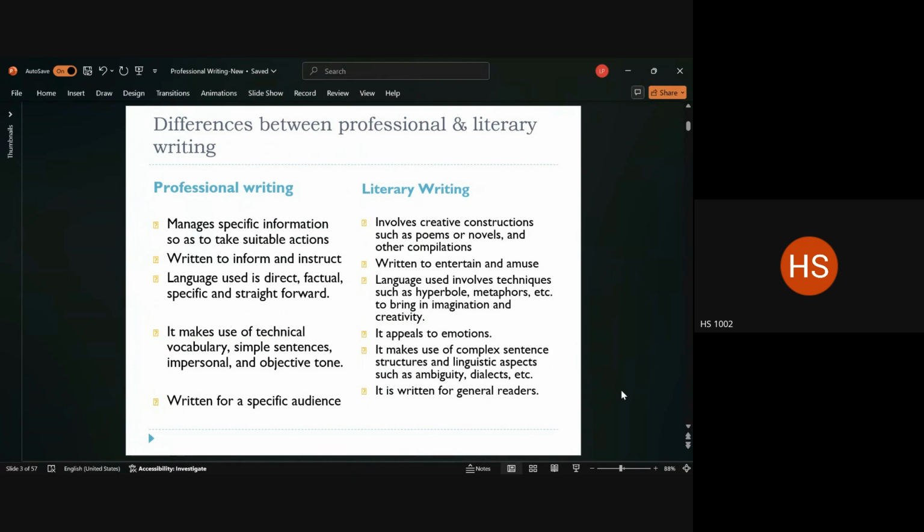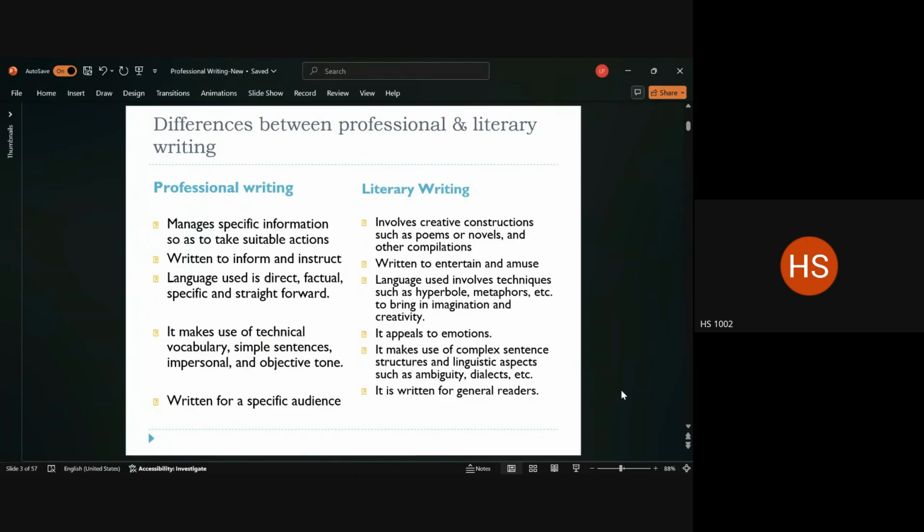right? Which is the reason why the language that you use in professional writing also has to be very different from how you put it together in literary writing. It has to be factual in nature, it has to be straightforward. You have to keep a very impersonal tone, right? No casual tones are allowed in professional writing. You need to keep your language more specific. You need to avoid all irrelevant clutter from your language. Why? Because this is a more serious form of writing.